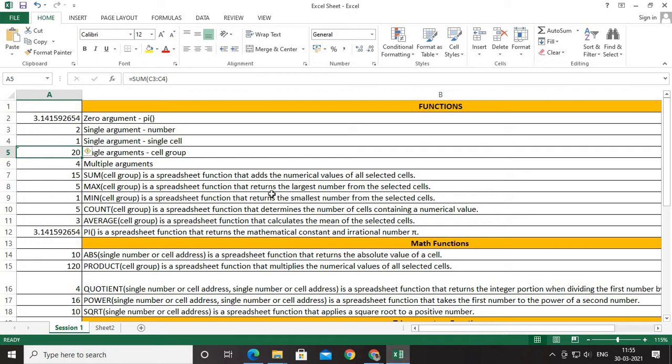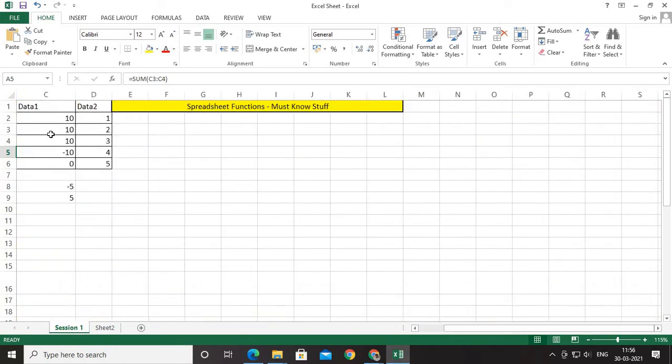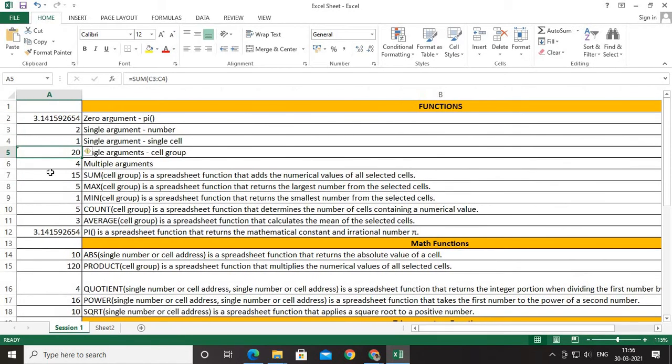I can also pass cell groups. I can say C3 to C4. I can group it that way as well. Now we will see what is there from C3 to C4. C3, C4, both of them have got 10 as values, and these values are dummy values. So what is the function? I use the function sum of C3 to C4, and I got the result. So the result is 20.